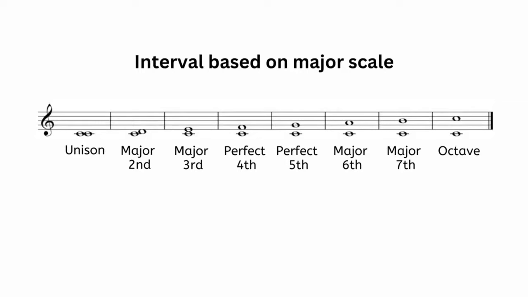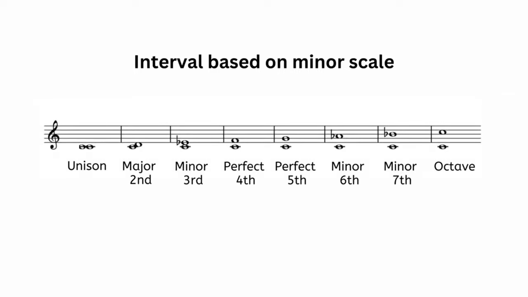The first one is in unison. The second one from C to D is a major second. The third one from C to E is the major third. For the fourth and fifth, we call them perfect fourth and perfect fifth. Next is a major sixth and a major seventh. This formula is the same for any other major scales.